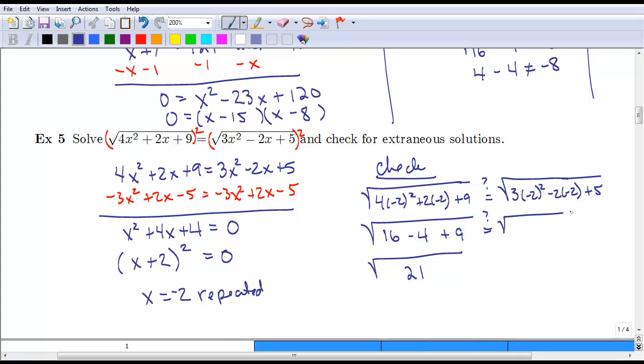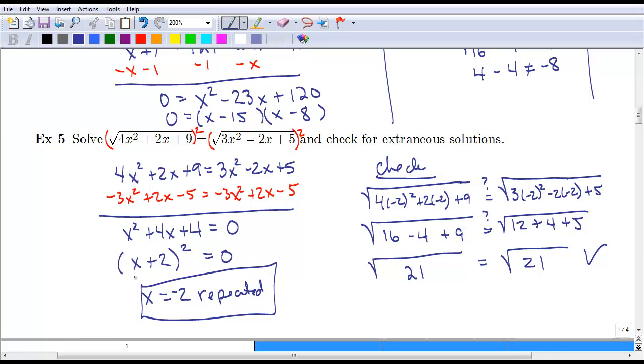On the right-hand side, we end up with a square root. We get 4 times 3 is 12. We get a positive 4, and we get a positive 5. So we want to see if this is equal. 12 plus 4 plus 5 is also 21. So this ends up working out. X equals negative 2 is our solution.